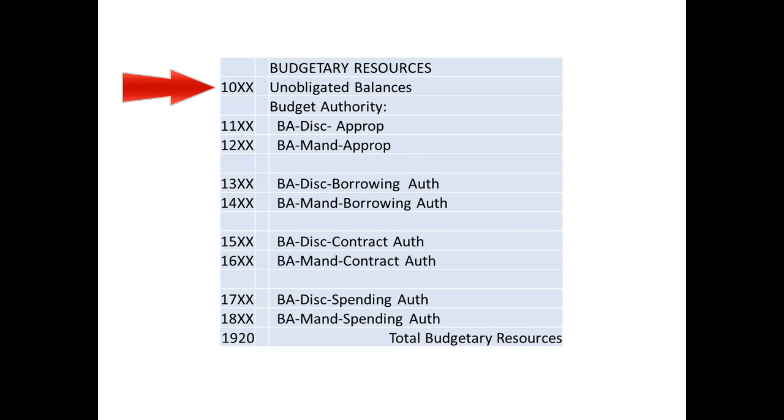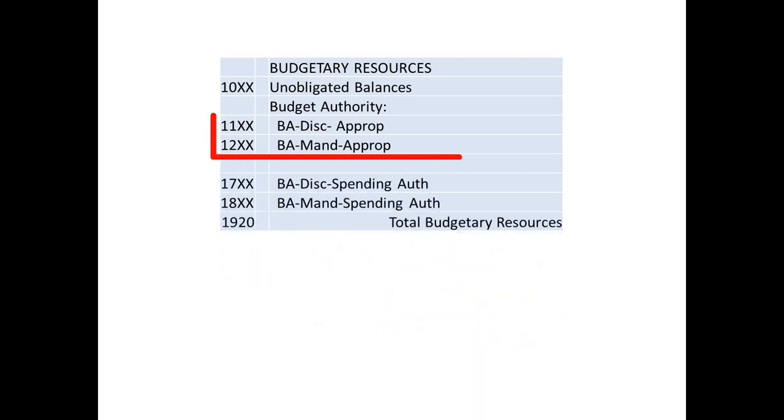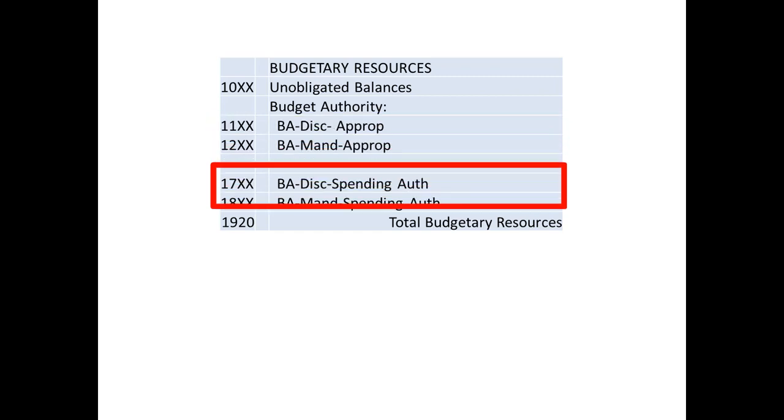Budget authority is made up of 4 elements: appropriations, on lines starting with 11 and 12, borrowing authority, on lines starting with 13 and 14, contract authority, on lines starting with 15 and 16, and spending authority from offsetting collections, on lines starting with 17 and 18. Since HHS has little borrowing or contract authority, we'll focus our discussion on appropriations and spending authority from offsetting collections.